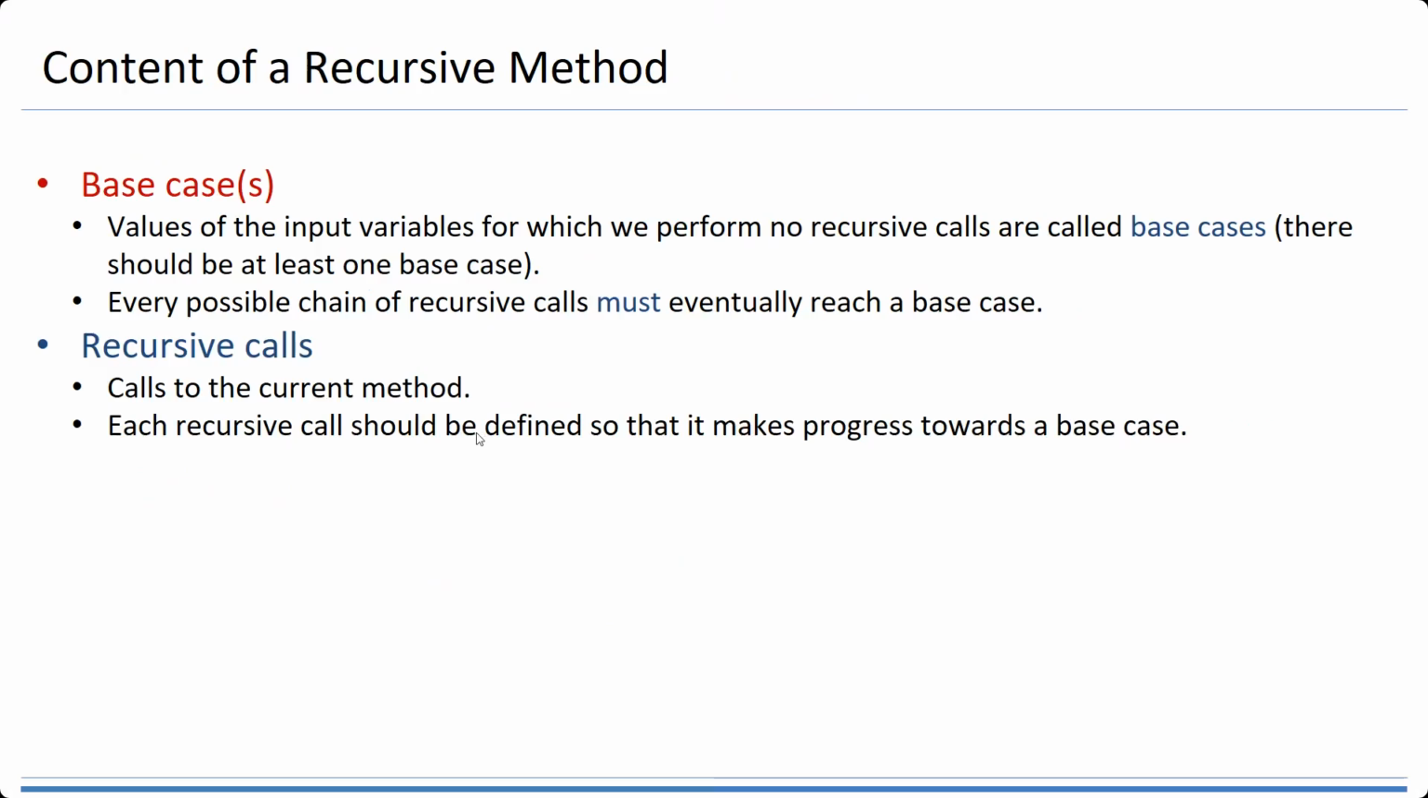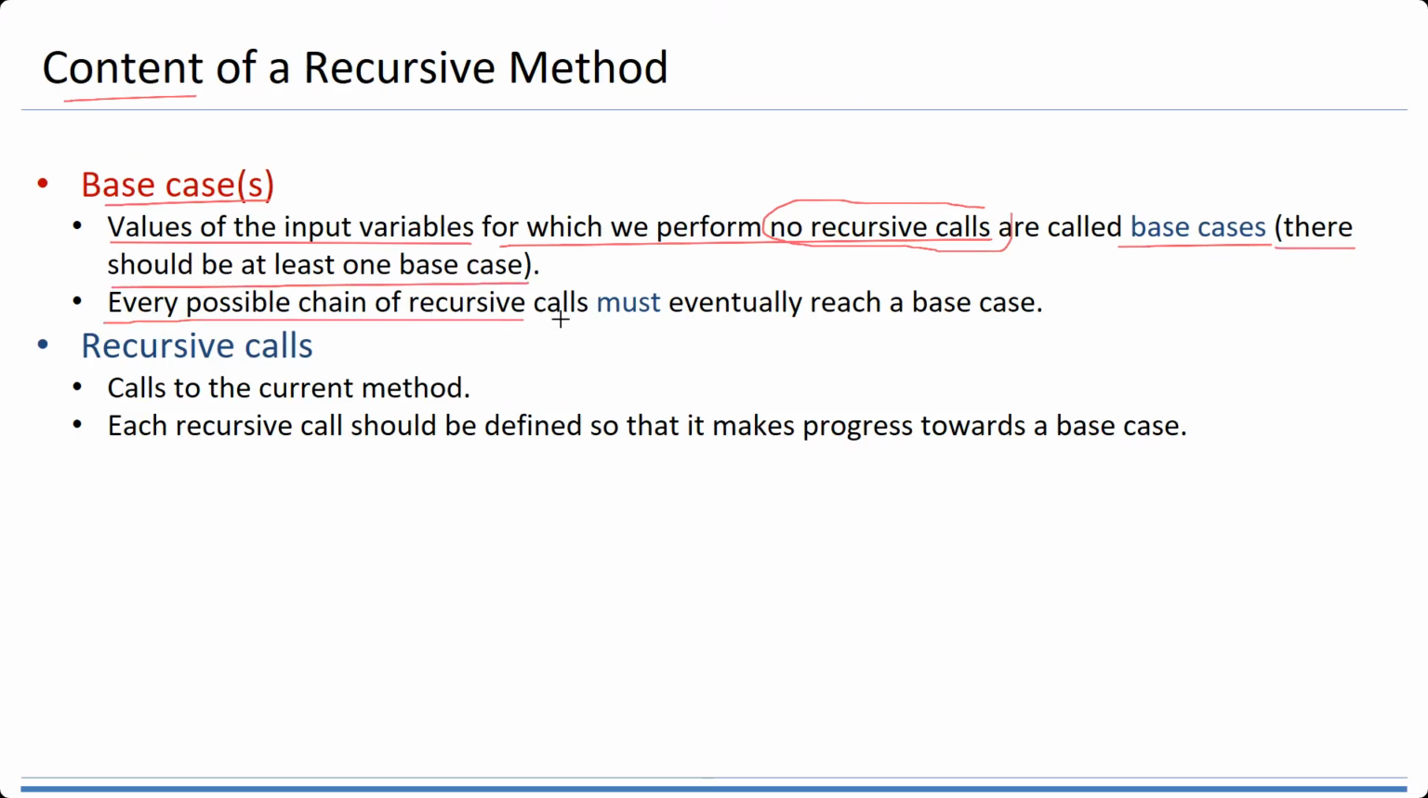In recursive methods, we have two kinds of concepts. Base case: the base case means the values of the input variable for which we perform no recursive calls. If there are no recursive calls, we call this the base case. Note that there should be at least one base case when you work with recursion.